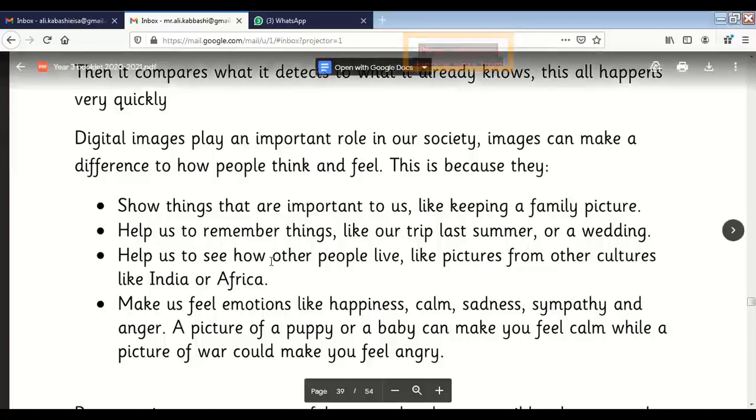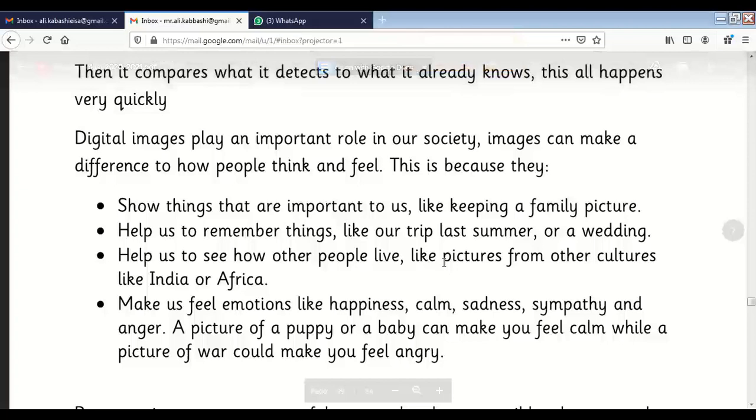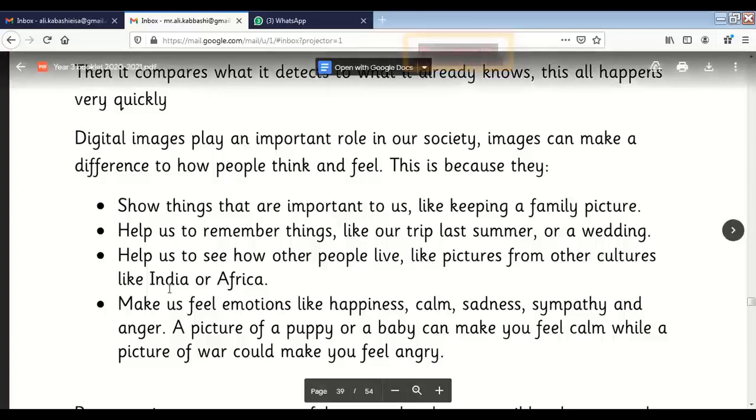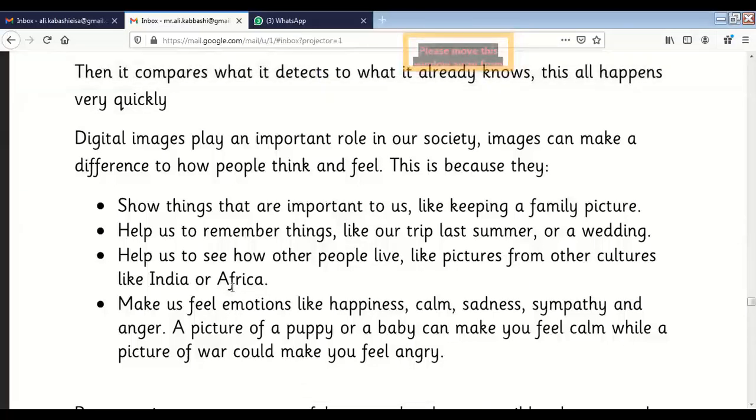It also helps us to see how other people live, like pictures from other cultures like India or Africa or even other countries. Nowadays, you can open Google, and if you want to go to Canada, you can just type pictures of Canada and it will show you exactly how Canada looks. So pictures are really important to us. The computer needs to recognize pictures to tell us which picture to show.